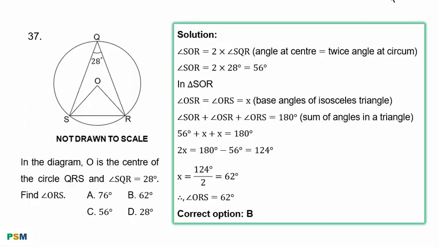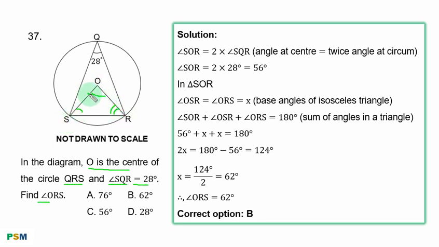Question 37. In the diagram, O is the center of the circle QRS and angle SQR equal to 28 degrees. Find angle ORS, this angle. We need this angle so that we can get this angle since the base angles are equal. OS is equal to OR.